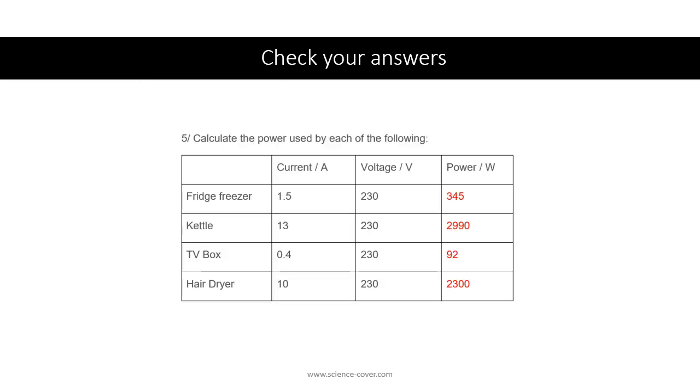Calculate the power used by each of the following. So the fridge freezer was using 345 watts, the kettle was using 2990 watts, the TV box was using 92 watts, and the hairdryer was using 2300 watts.